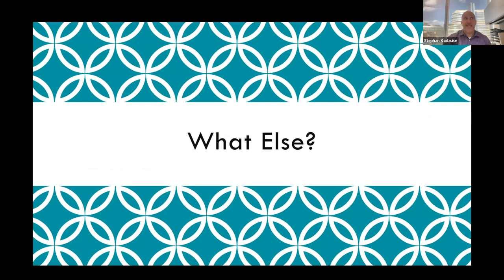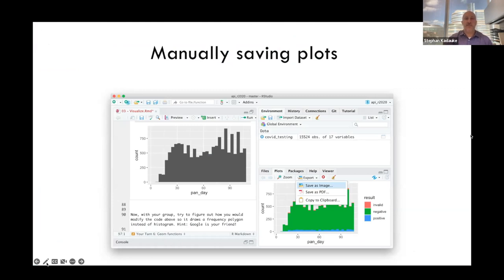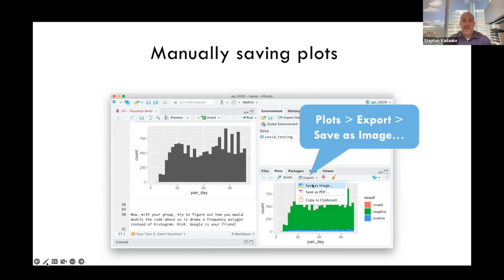All right, in this last part of the session, I want to show a few additional things you can do with ggplot without going into too much detail. To save a plot that you've created on the console, you can go to the Plots tab in the miscellaneous pane, on the bottom right of the RStudio window. And then you can click on the export button and save as image. This way you can save graphs that you typed in your console.